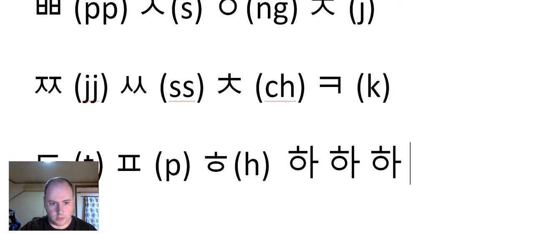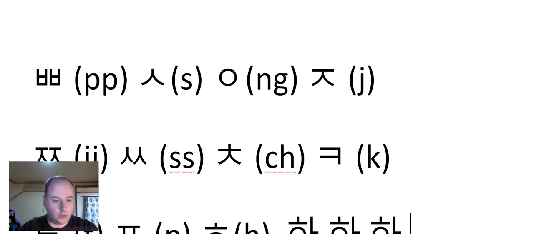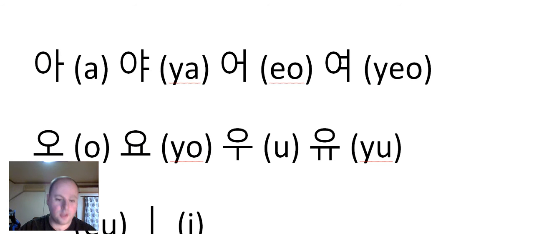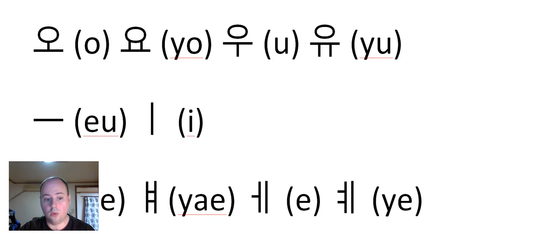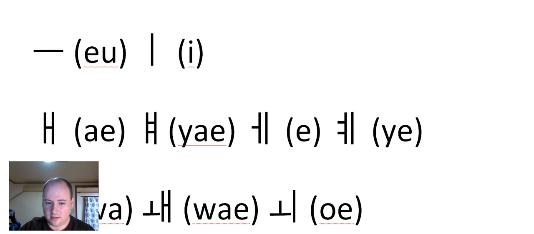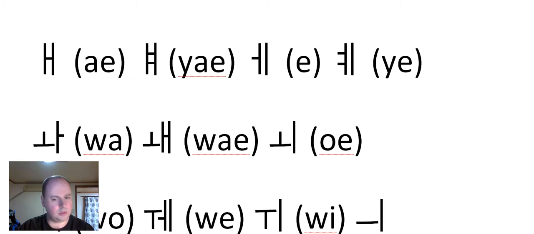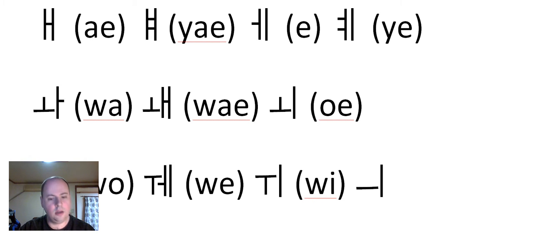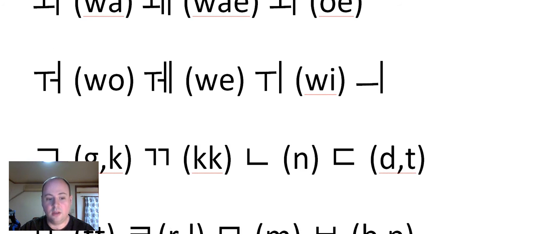So we're going to go through these again for my own benefit. Vowels, and then those are consonants at the end. So we have a, ya, o, yo, u, yu, i. Mix them together. I'm not entirely sure I'm doing that right, but it's something like that. Wa, we, wo, we, ui.